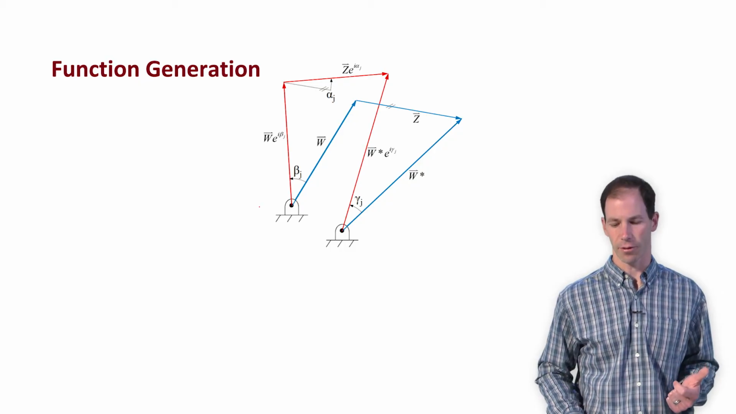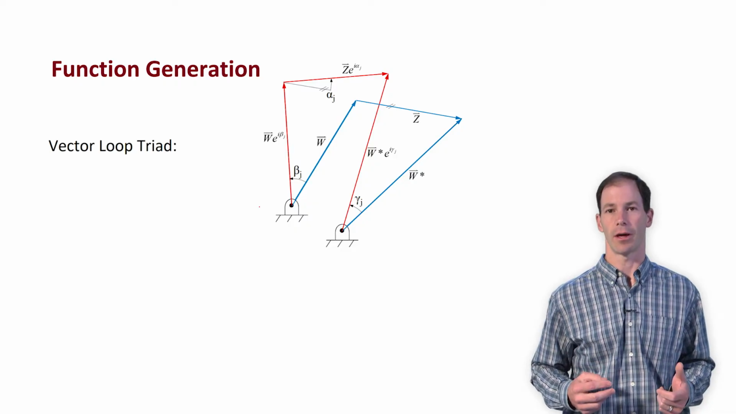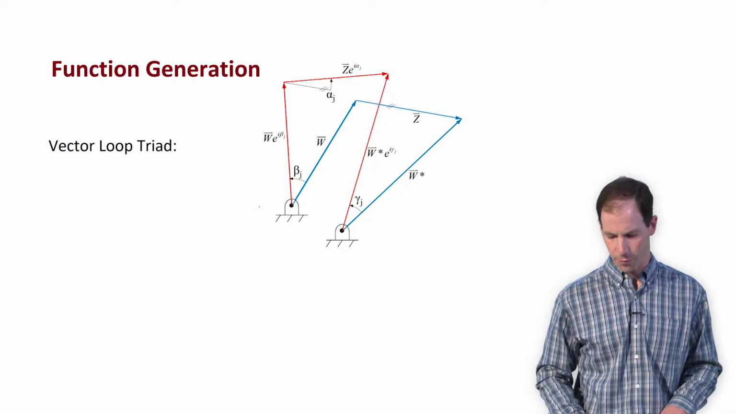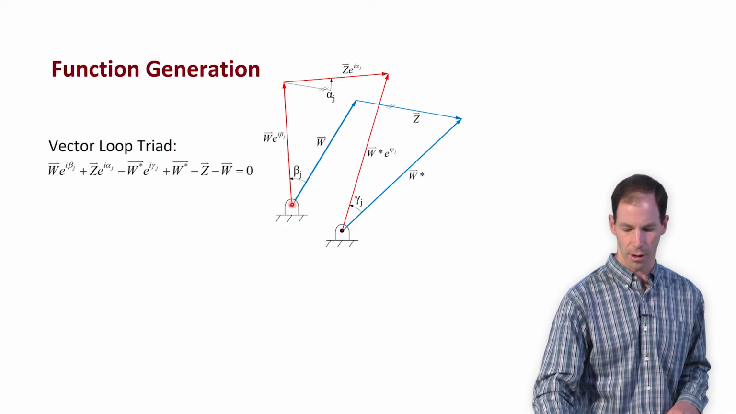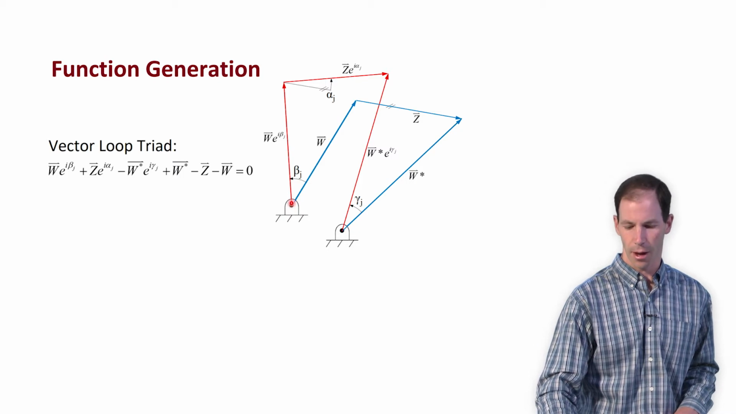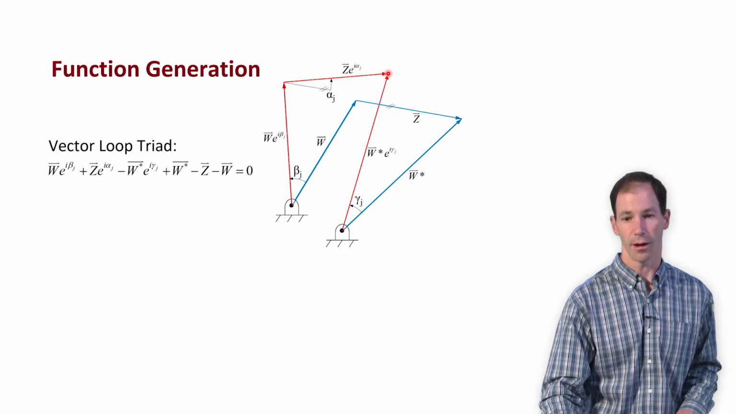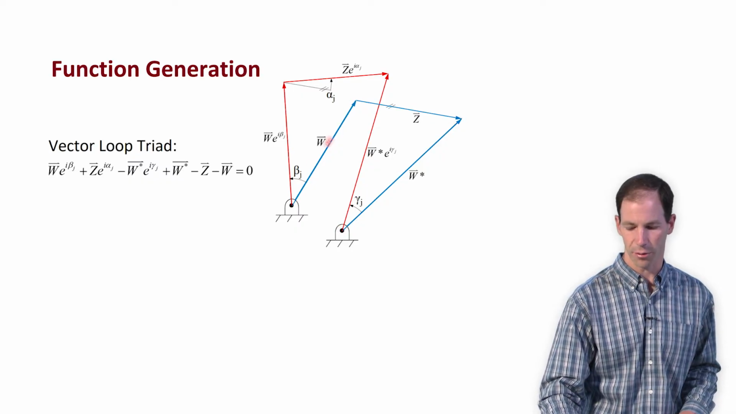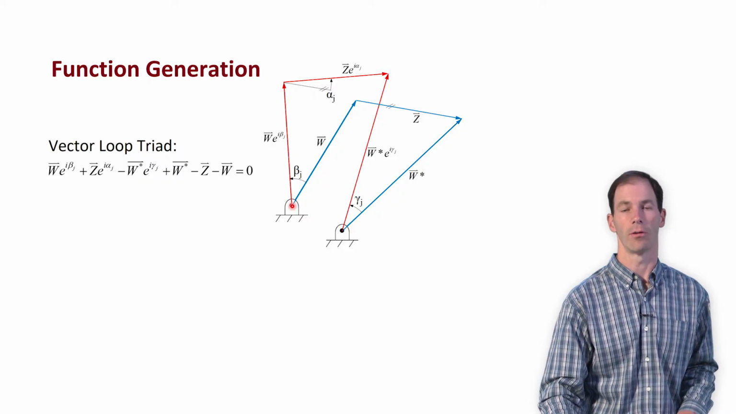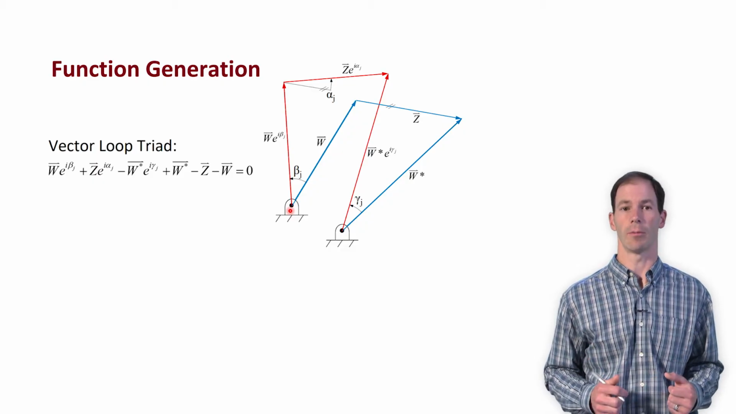So let me use this now to develop a vector loop triad, we call it, because now I have 3 different vector loops that I'm going to be adding up. Similar to what we did before, I'm going to go ahead and move up the displaced position. So I'll start here at the origin of the left side. I'll move up W e to the i beta j. I'll add Z e to the i alpha j. I'll subtract off W star e to the i gamma j. I'll add W star. I'll subtract Z. I'll subtract W, and that's all equal to 0. So all I'm doing is simply adding around that loop, forcing it all equal to 0 because I'm coming back to that same origin.